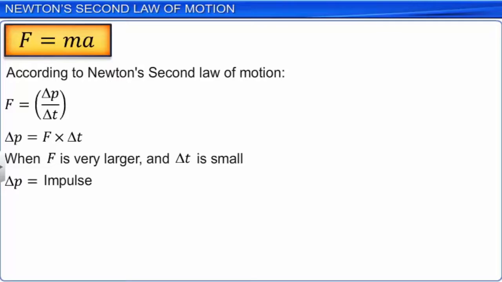This large amount of force acting on an object for a very short duration of time is called an impulsive force or impulse. Measuring this force and time is difficult. However, the change in momentum can be measured, which is equal to the product of force and time.